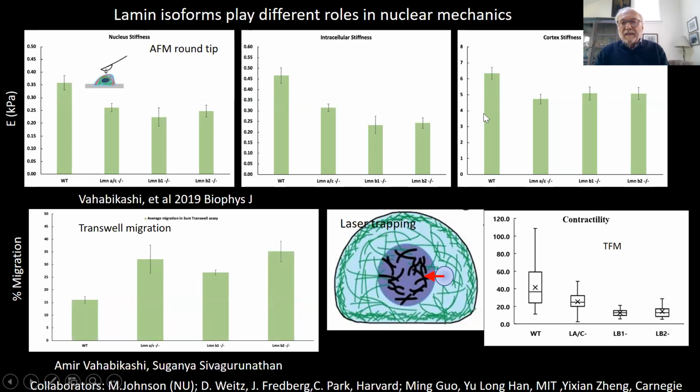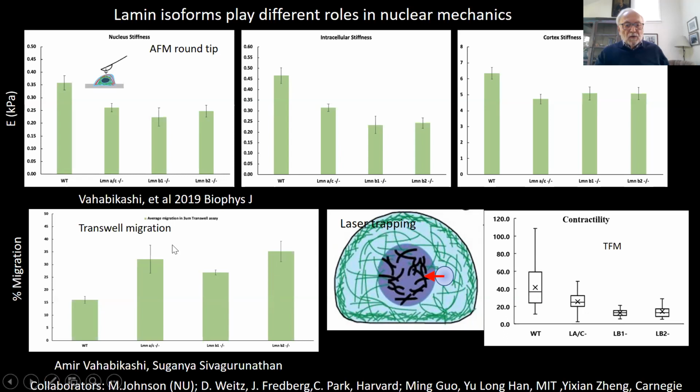And over here on the right, Amir is using a sharp tip AFM probe. And when you use a sharp tip, he's been able to demonstrate in a paper that appeared in the Biophysical Journal in 2019 that the sharp tip probe actually measures the cortical stiffness of the cell. And again, we can see correlations between the specific lamin isoform and differences in cortical stiffness. So this says that lamin also influences in some way the cortex of the cell.